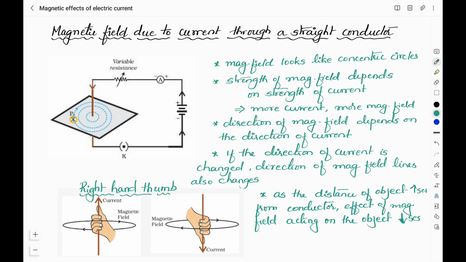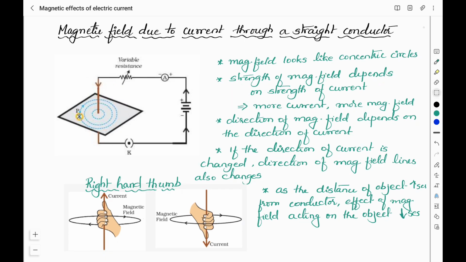Now these concepts are very important. The same thing is used in case of circular loop as well as solenoid. I'll stop this video here. Remaining concepts will be discussed in my next video.